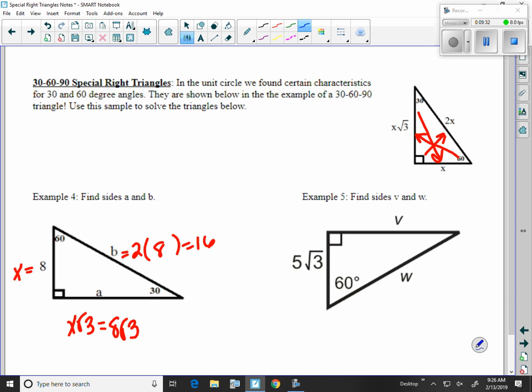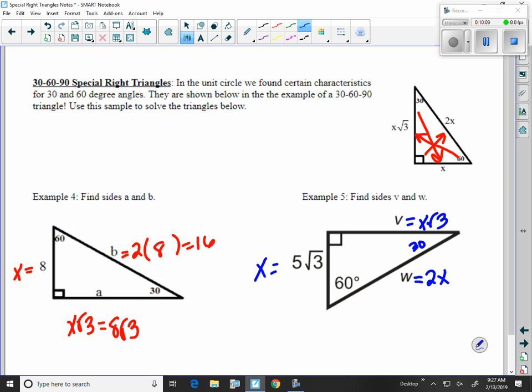Okay, questions on example 4? Okay, example 5. Which side are we given? X, right? Because here's our 30 degrees straight across from it. Okay, so we have x. Which side is b? X square root of 3, because it's across from 60 degrees. Okay, that means w is 2x. It's across from 90.